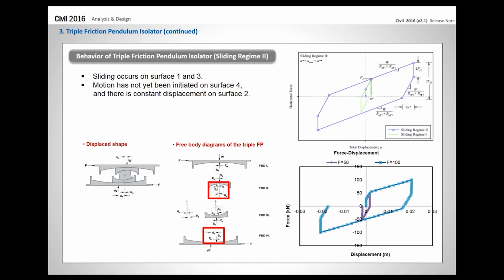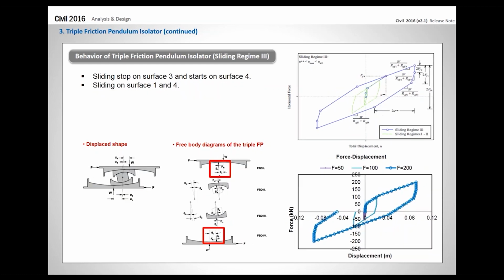This is sliding regime 2. I tried to emphasize where the displacement is occurring based on the theoretical knowledge. This is sliding regime 3. As you can see, our program is generating very similar results to what's proven in the academic field.